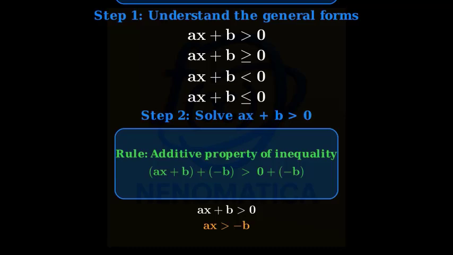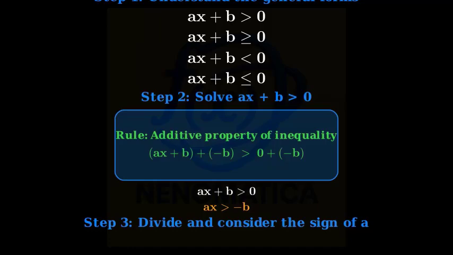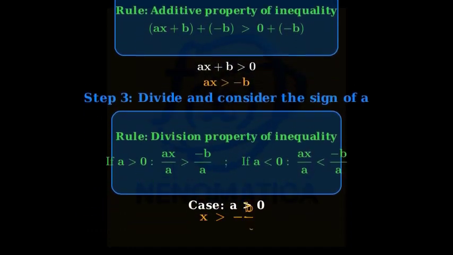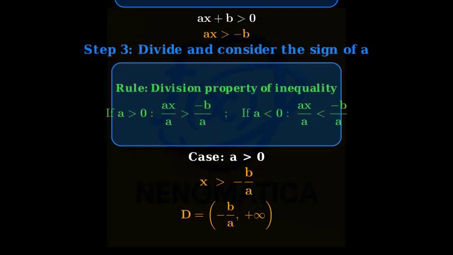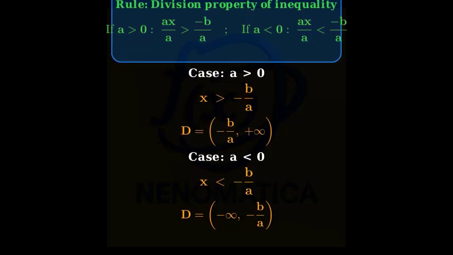Step 3. Divide both sides by a. The inequality direction depends on the sign of a. We show the division rule. Case 1, a greater than 0. The direction stays the same. Case 2, a less than 0. The direction reverses.